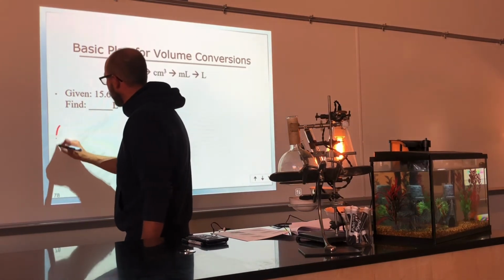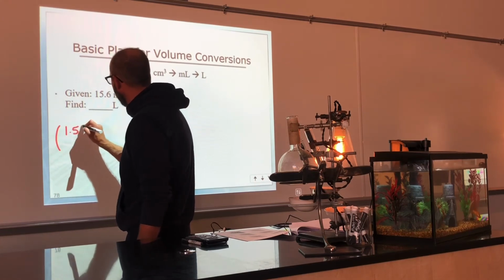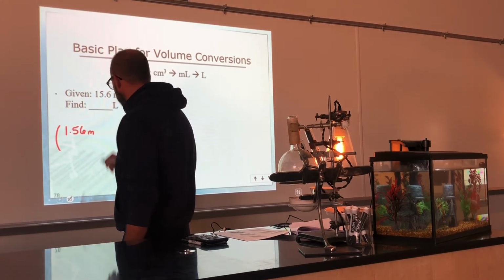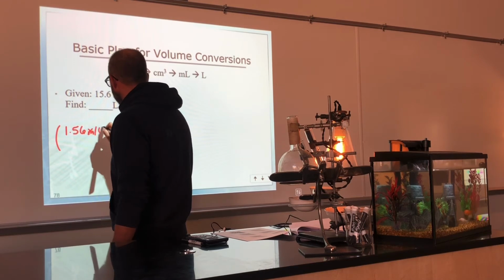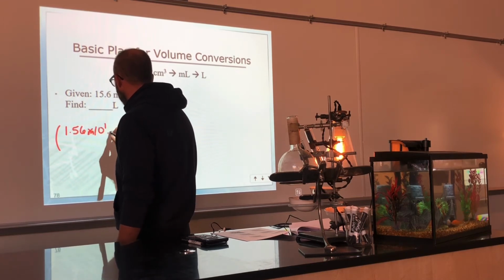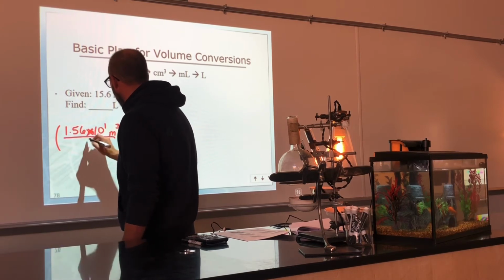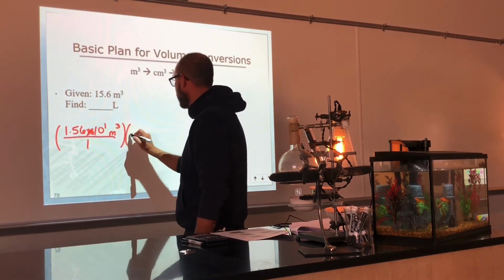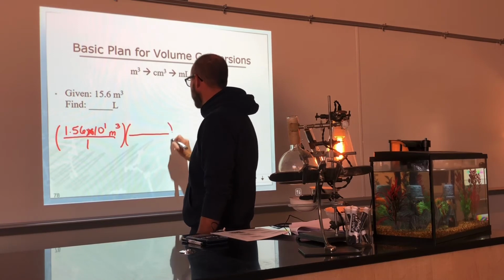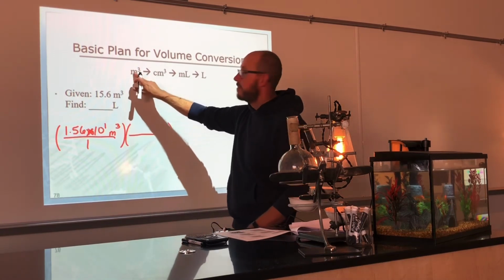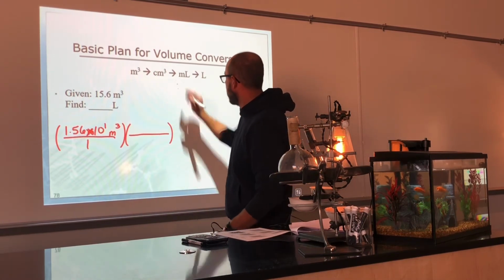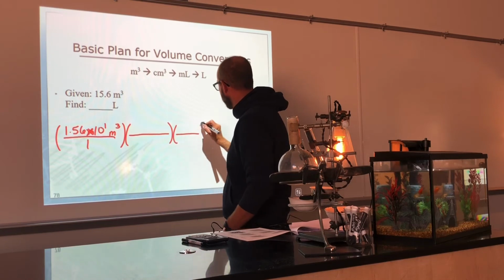So let's start with 1.56 times 10 to the 1 cubic meters, sorry, a little bit sloppy, over 1. And in my first conversion factor, I'm going from cubic meters to cubic centimeters, but I do have 2 more conversion factors after that.